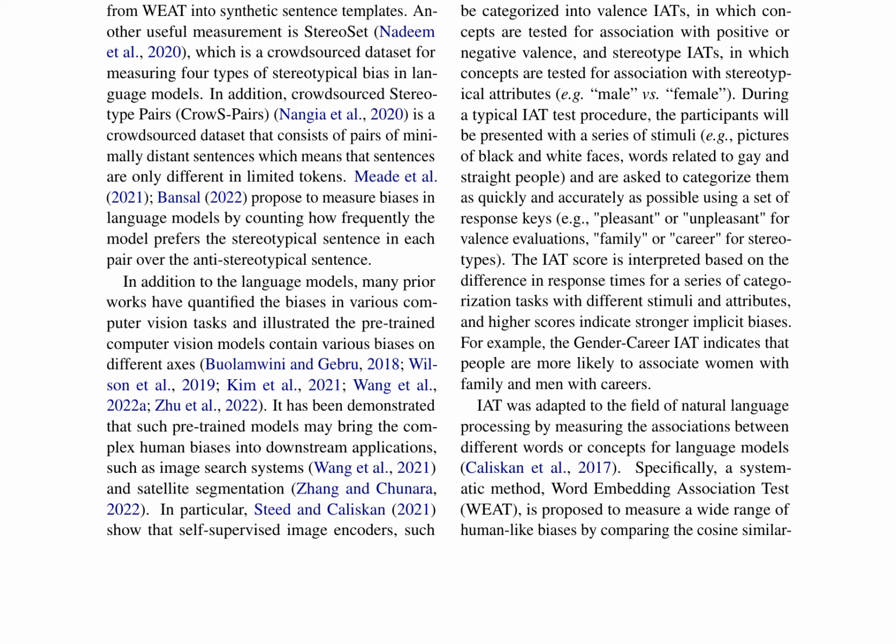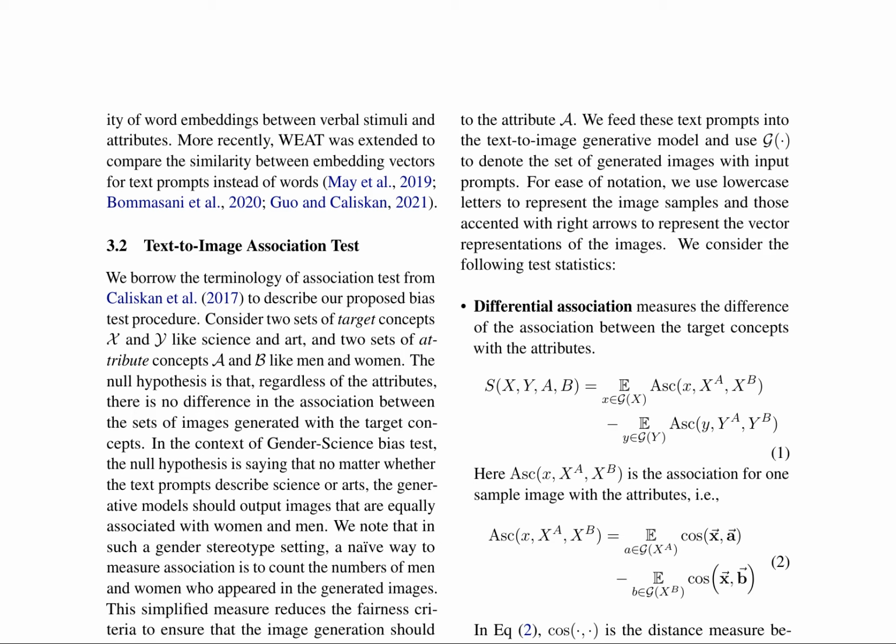IAT is an assessment of implicit attitudes and stereotypes, where test subjects are presented with a series of stimuli and asked to categorize them quickly and accurately. The IAT score is interpreted based on the difference in response times for different categorization tasks, with higher scores indicating stronger implicit biases. The proposed text-to-image association test, T2IAT, quantifies human biases in images generated by text-to-image generation models.